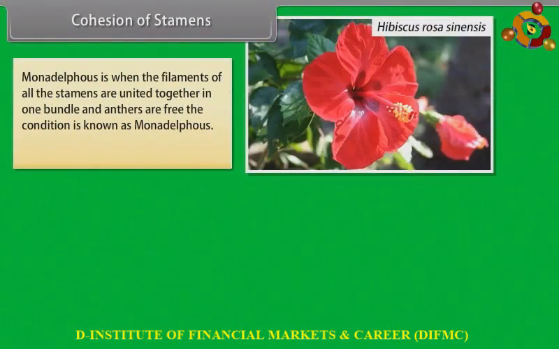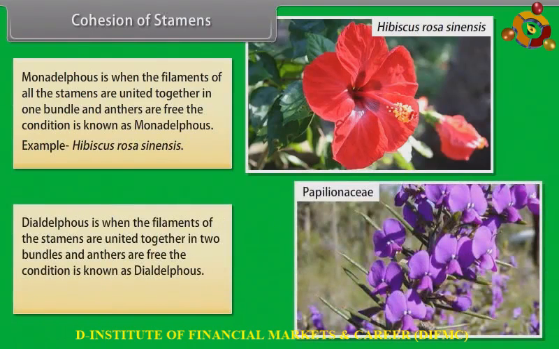Monadelphous is when the filaments of all stamens are united together in one bundle and the anthers are free. The condition is known as monadelphous. Example, Hibiscus rosa-sinensis. Diadelphous is when the filaments of the stamens are united together in 2 bundles and the anthers are free. The condition is known as diadelphous. Example, Papilionaceae.